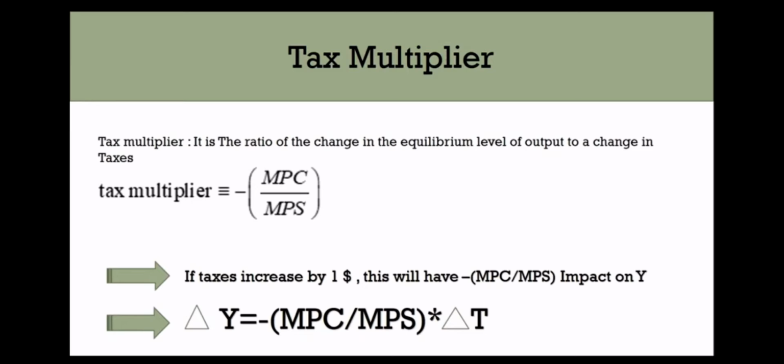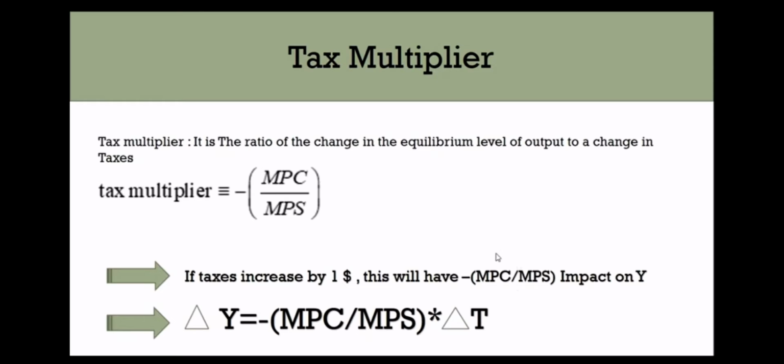Okay, now let's move to the tax multiplier. A tax multiplier is the ratio of the change in the equilibrium level of output to a change in taxes. So the tax multiplier shows us what a $1 change in taxes, increase or decrease, can do to Y. If you want to calculate the tax multiplier, it is as follows. It's minus MPC over MPS. So if taxes increase by $1, this will have a minus MPC over MPS impact on Y.